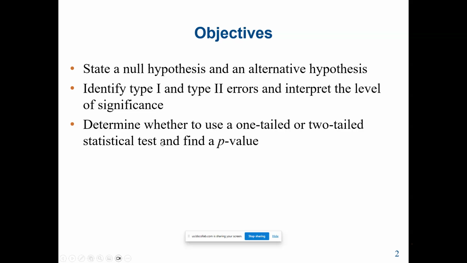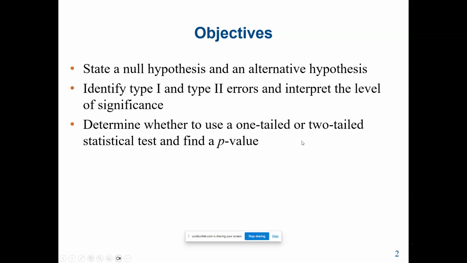Then also we're going to determine whether to use, so we have three ways. Either we can do one tail, greater or lesser, or we can do a two-tail test, and also find the p-value. So the level of significance. So this is more or less like an introduction to hypothesis testing.